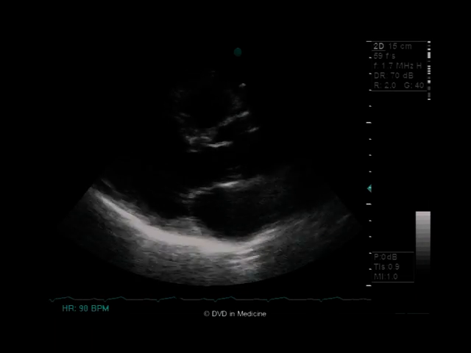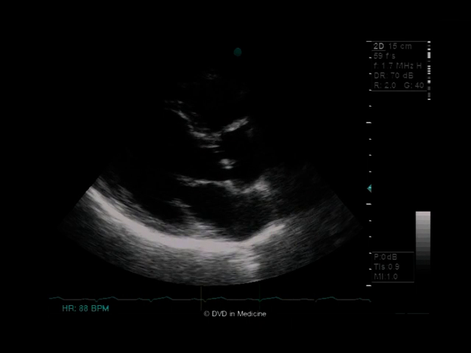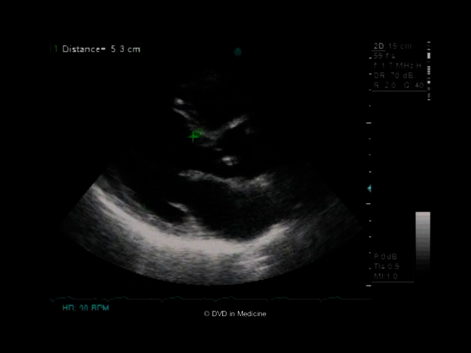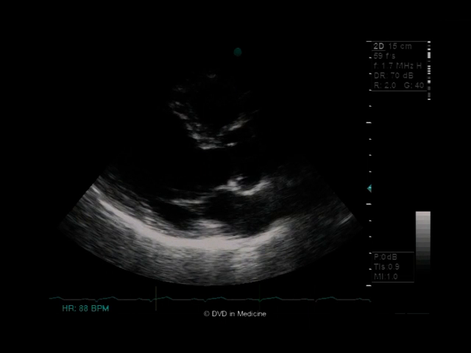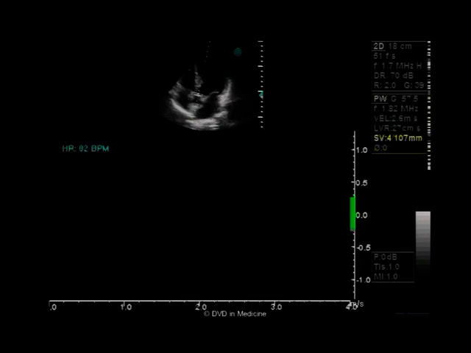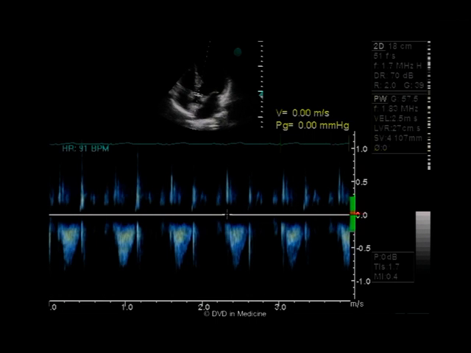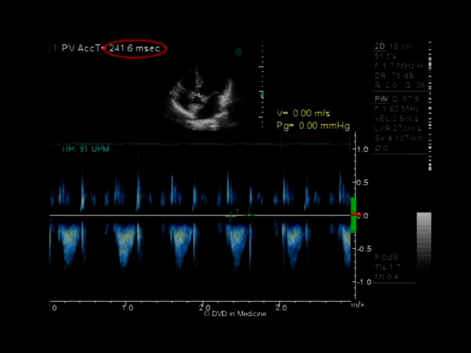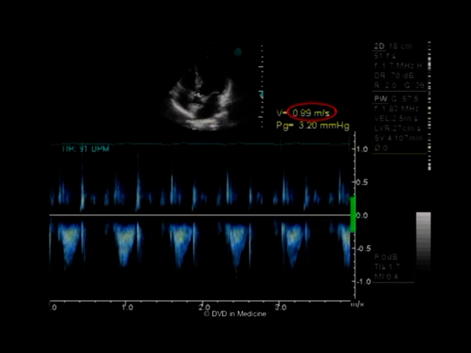Calculating ejection fraction using the Doppler method. Determining left ventricular diastolic dimension. It is 5.3 centimeters. Determining outflow tract diameter at the base of the aortic leaflets. It is 2.1 centimeters. Pulsed Doppler velocity time integral at the level of the aortic valves. The flow duration is 24/100ths of a second. Maximal velocity of the flow is 0.9 meters per second.